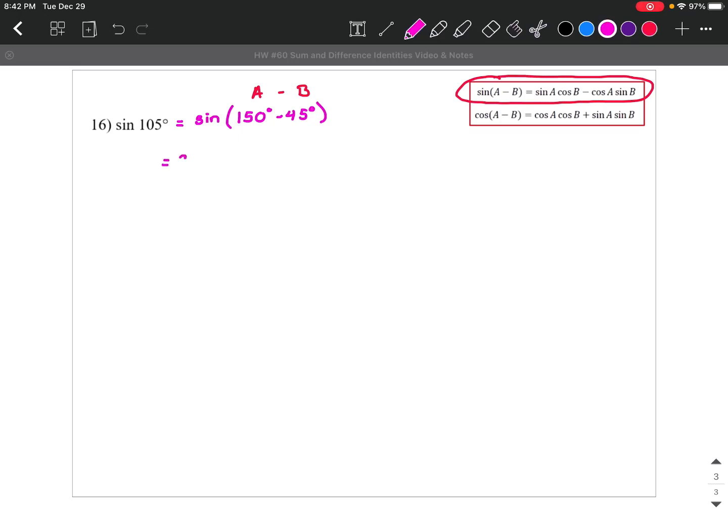So this is going to be, take the sine of the first, 150 degrees, times the cosine of the second, which is 45 degrees. Keep the subtraction. The cosine of the first, 150 degrees, times the sine of the second, 45 degrees. Now, these 150s, they're not special angles, so we want to try to think about those a little bit. 150 degrees is in the second quadrant.